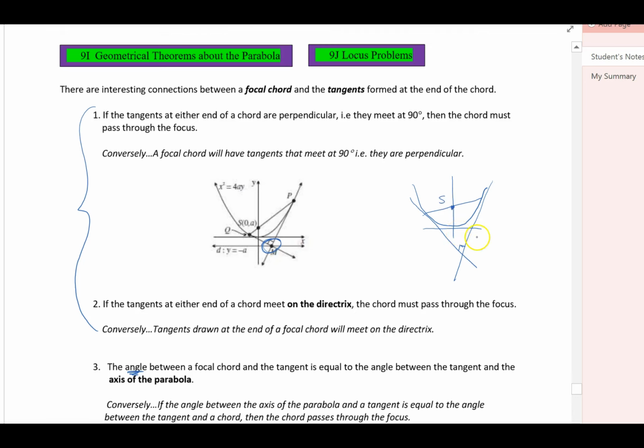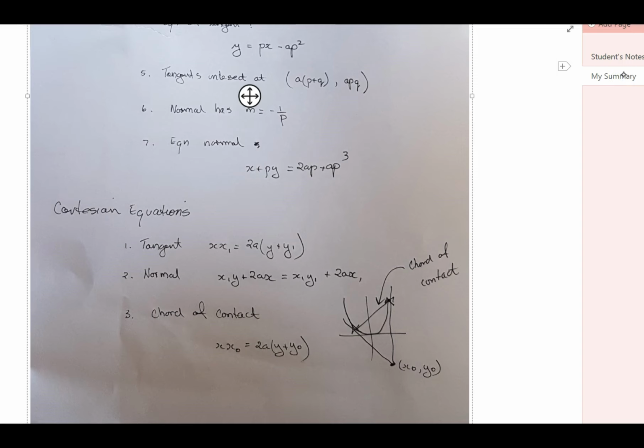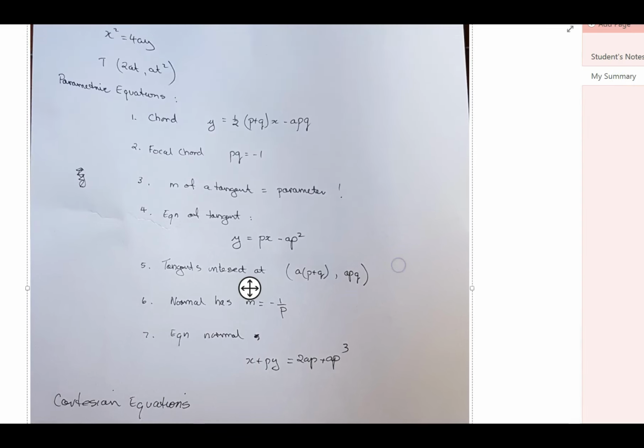So I guess if you're given information like this and they're talking about the tangents intersecting out here at 90 degrees, you know that for some reason the chord that joins the points of contact of the tangents passes through the focus. Now, you could be already moving into the second one yourself. What do you know about a chord that passes through the focus? If a chord passes through a focus, then it's called a focal chord. And if you've got a focal chord, then PQ is -1.